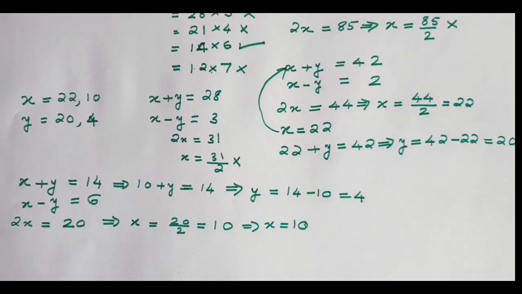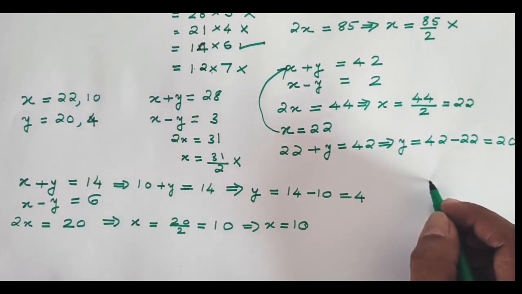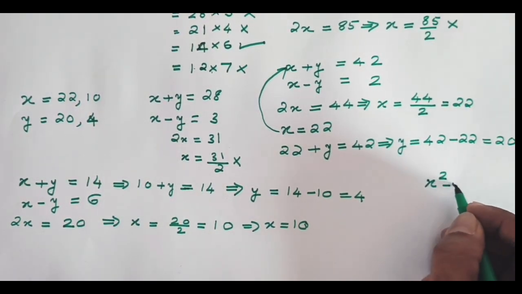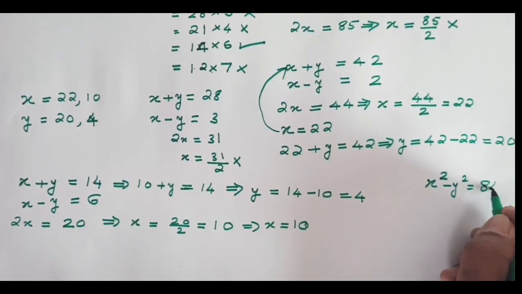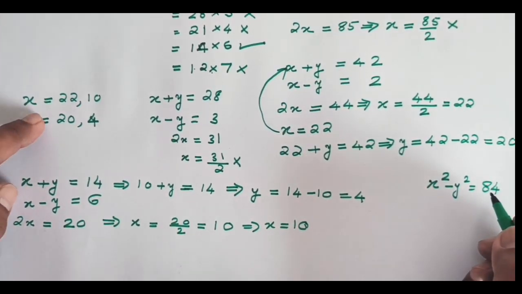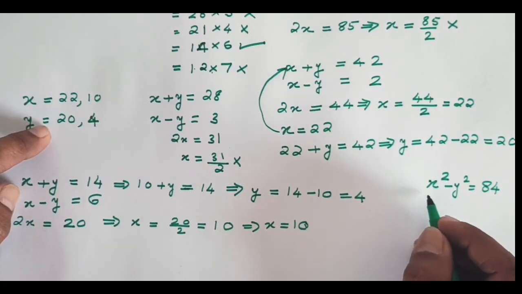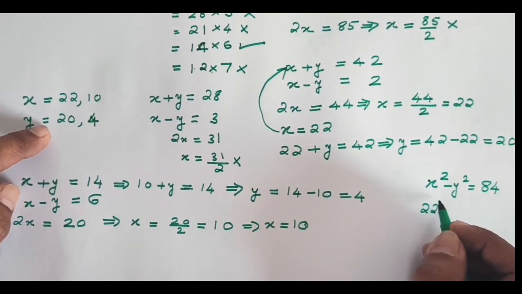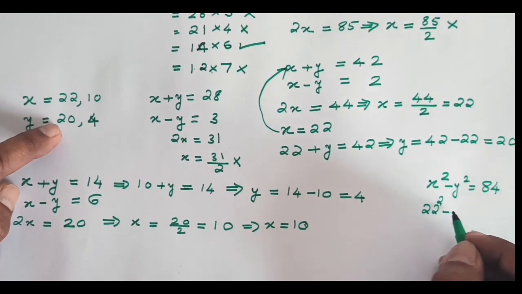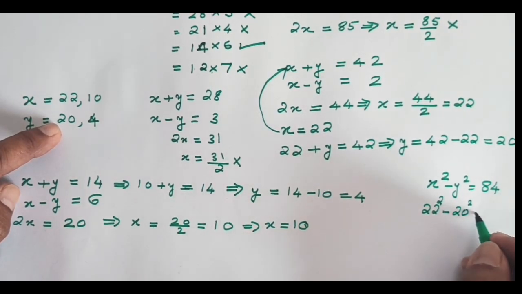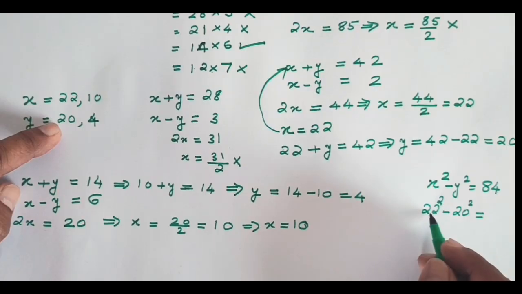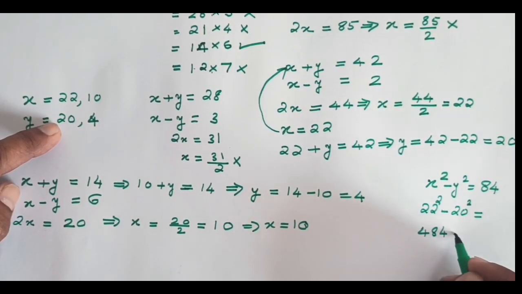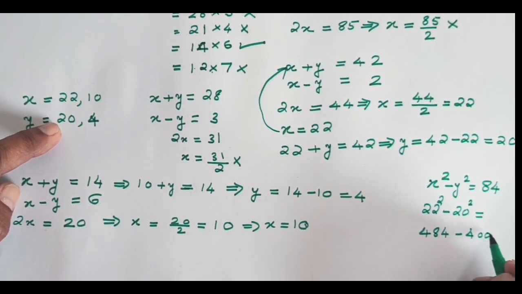You can verify these solutions. What do you do for that? Substitute these pairs of values in the given equation. So what is the given equation? Let me write it here. This was the equation given to you for solving. So let me take the first pair of values, 22 and 20. Substituting 22 for x, you get 22 squared. And the corresponding y value, 20 squared. Let me simplify this and see whether you're getting 84. 22 squared is what? 484. 20 squared is 400. That is 84, which is the right side.